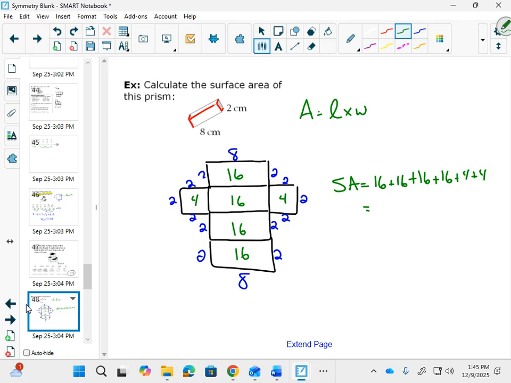Who's good at adding stuff up? 72. Good job. And our units, when we're doing area, our units is centimeters squared.